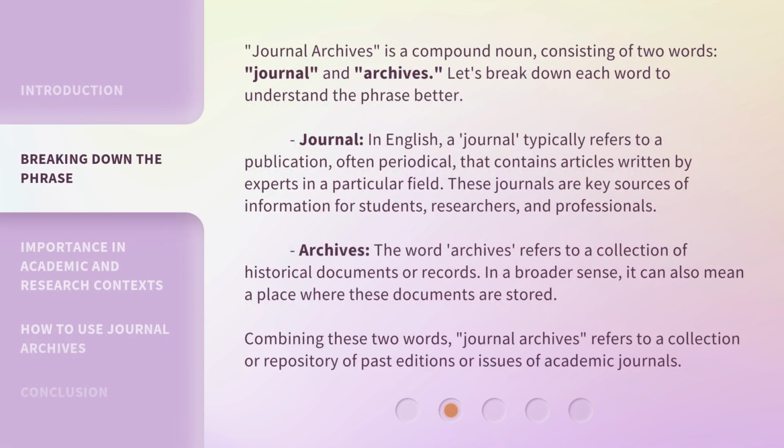Journal archives is a compound noun, consisting of two words, journal and archives. Let's break down each word to understand the phrase better. Journal. In English, a journal typically refers to a publication, often periodical, that contains articles written by experts in a particular field. These journals are key sources of information for students, researchers, and professionals.